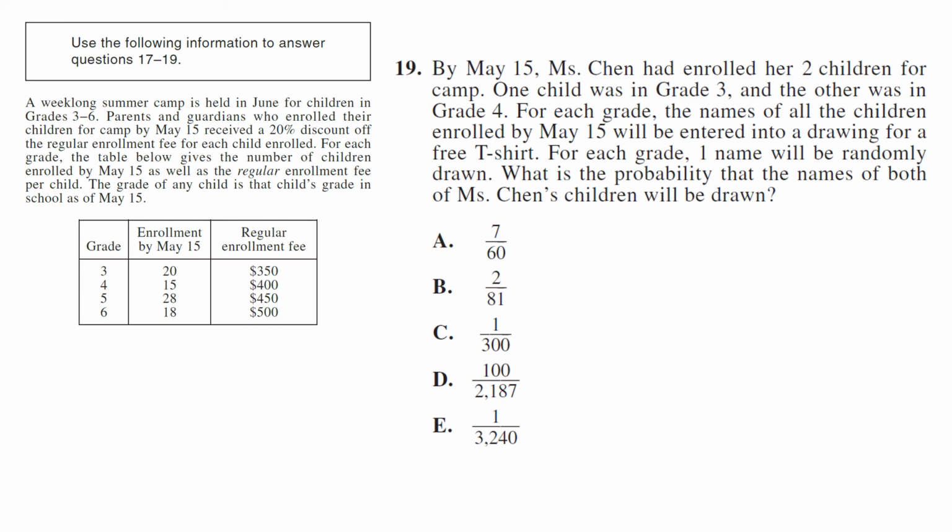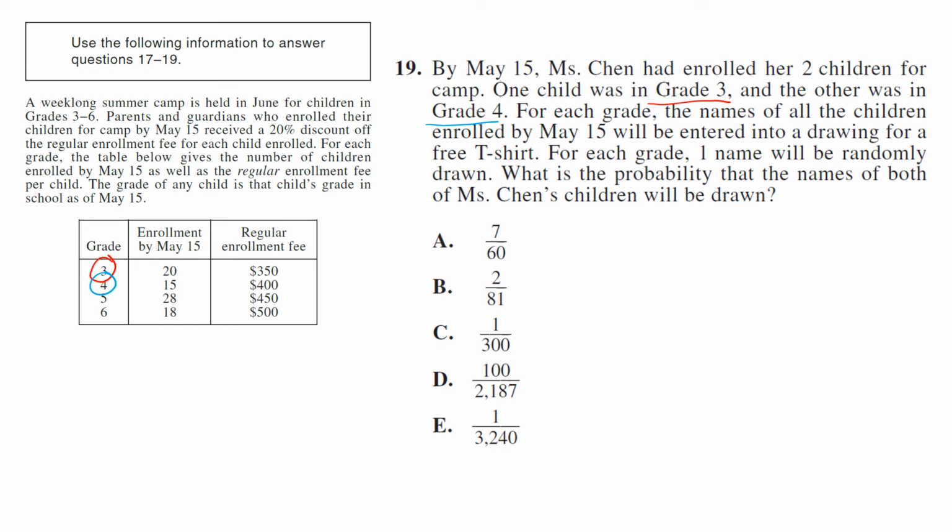Okay, by May 15th, Miss Chin had enrolled 2 of her children for camp. One was in grade 3, and the other was in grade 4. For each grade, the names of the children enrolled by May 15th will be entered into a drawing for a free t-shirt. Woohoo! For each grade, one name will be randomly drawn. What is the probability that both of Miss Chin's children's names will be drawn?